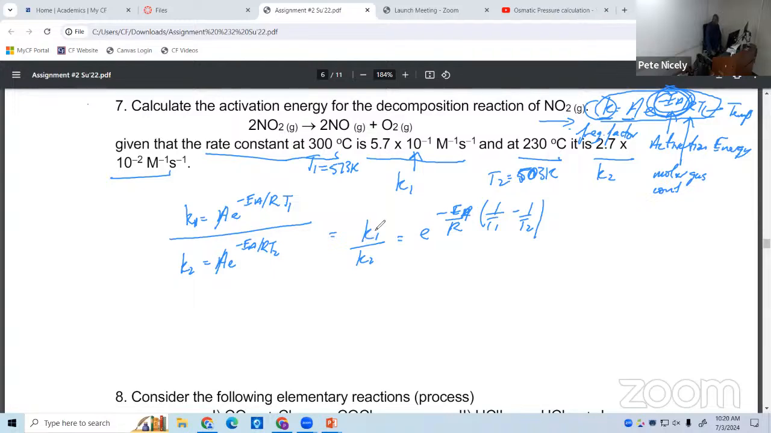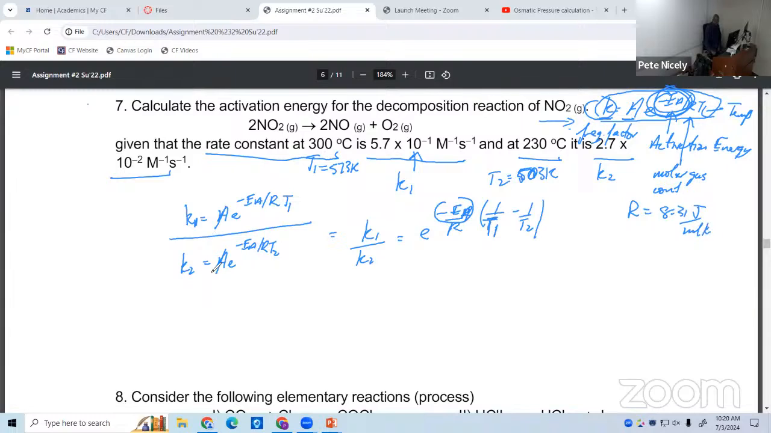But in this case here, you have two sets of values for the rate constants and the corresponding two sets of values for the temperatures, right? So this question is asking for us to solve for EA, right? We have everything we need to solve it because we have the K1 and K2 values. We have the T1 and T2 values, and R, in this case, we're going to use the value for R being equal to 8.31 joules per mole Kelvin, all right?